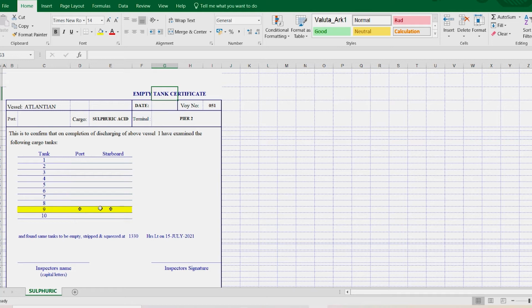After discharging, the surveyor will go and visually inspect the tank, and once he confirms that the tanks are empty, he will issue this certificate. As in this case we only discharged 9 wings, so I have written here 9 wings. If you would have discharged other cargo tanks also, you would have mentioned them. If they were empty, you would mention them over here, and then you would have shown to the cargo surveyor. So this is how we fill this empty tank certificate.